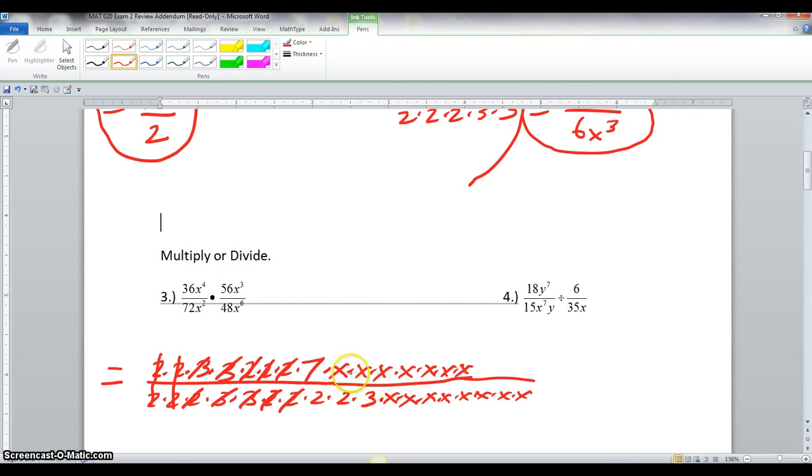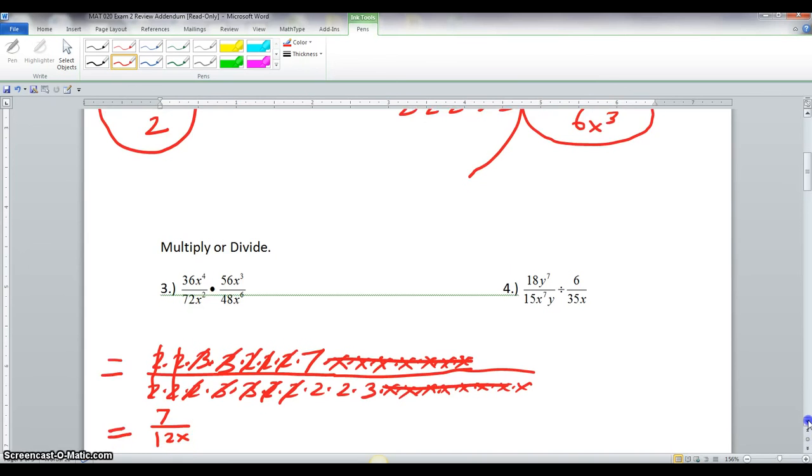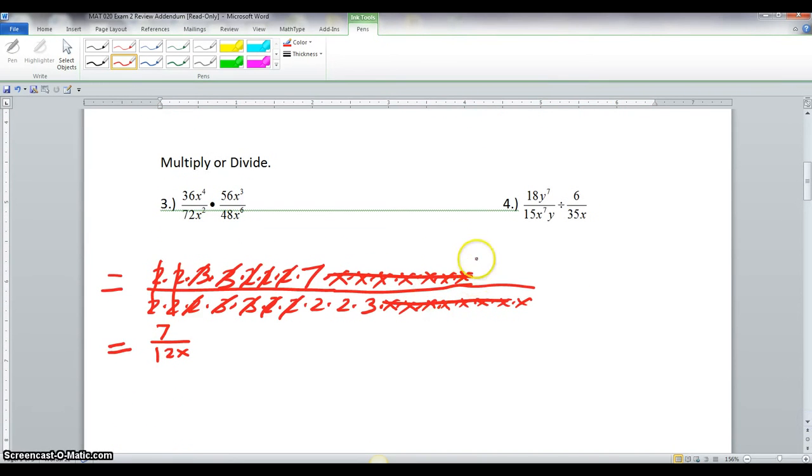Now we look here at these x's. We have 7 x's here, and we have 8 x's here. So we have 7 x's that are in common. Now our final answer, our numerator would just be 7, and our denominator would be 2 times 2 is 4, times 3 is 12, times this x, so it would be 7 over 12x. And that would be the final answer for that problem.